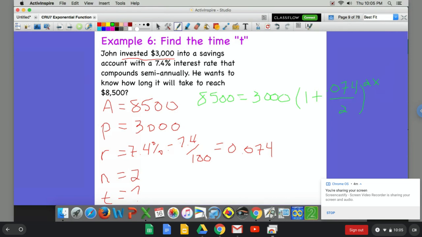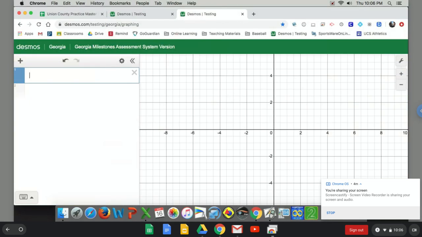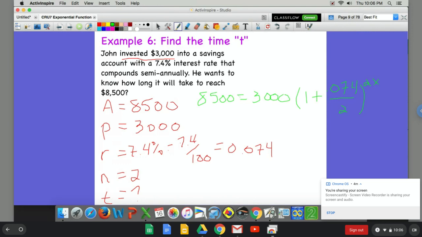All right. And now, this is what we're going to do. Hopefully everybody has their Desmos pulled up. So this is what it's looking like. We are using the graphing one today. So if we think about this, we have 8,500 equals 3,000 parentheses 1 plus, so the compound interest formula. So what we really have is a left side and a right side. So how we're going to redo this in order to punch it into our calculator is we're going to make the right side equal to y, because we know that we're trying to graph something. So now we have y and we have x.